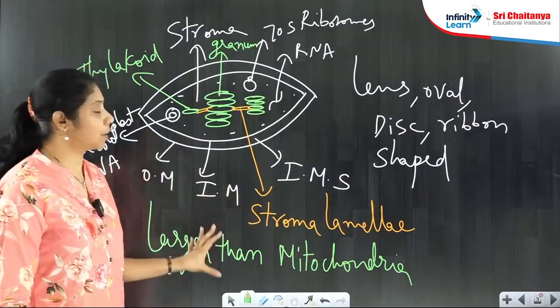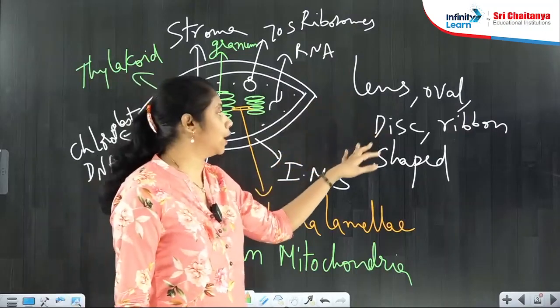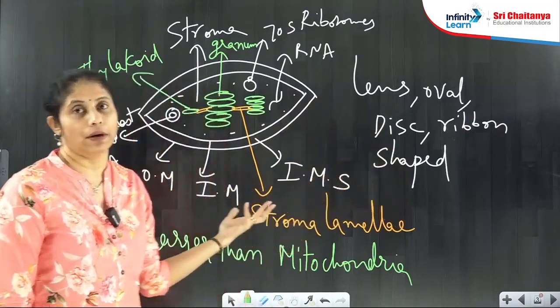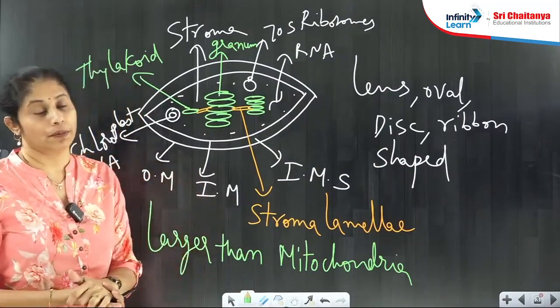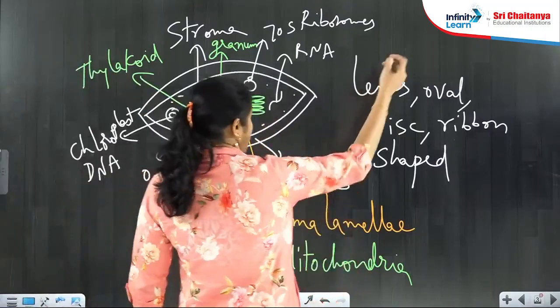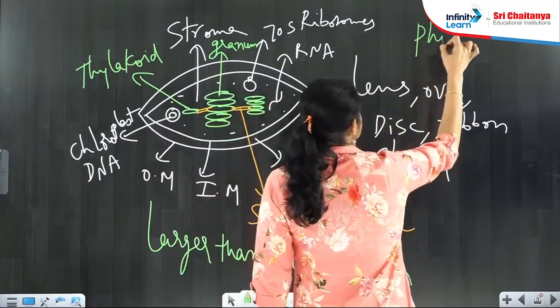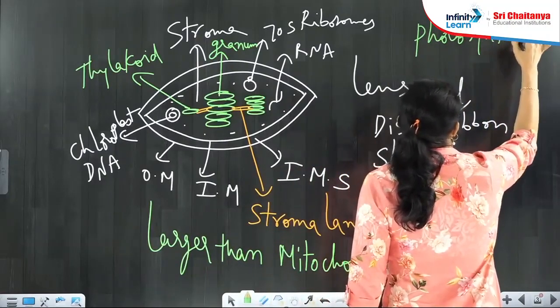So this is the actual structure of the chloroplast, which has different shapes like lens shape, oval, disc, ribbon shaped, etc. But mitochondria shapes are sausage shape or cylindrical shape. What is the function of this chloroplast? Chloroplasts are concerned with photosynthesis. So these are called photosynthetic cell organelles.